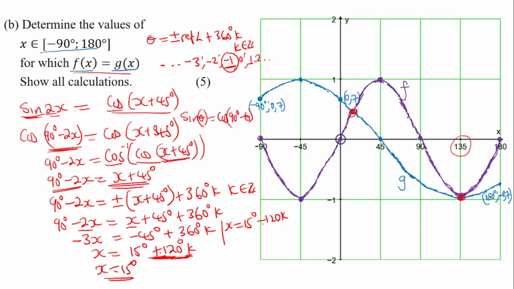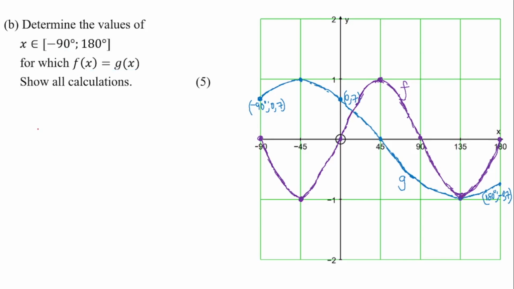If k is 1, what are we going to get? Oh, if k is 1, we'll get 135, yes. Or x is equal to 135 degrees, right? But remember, we just got this using the positive one. We need to use the negative one also.